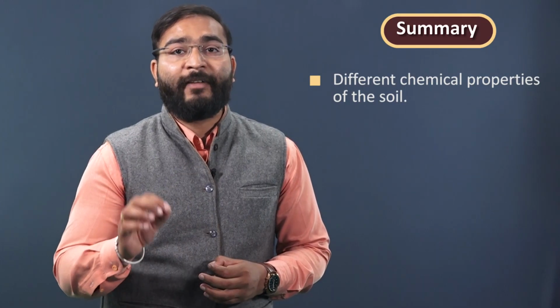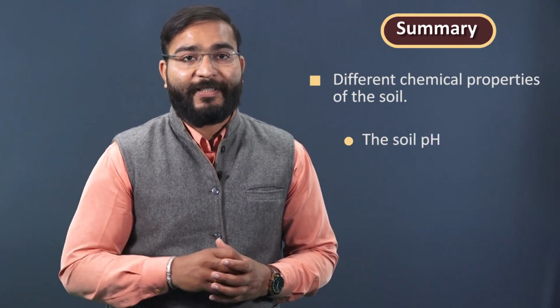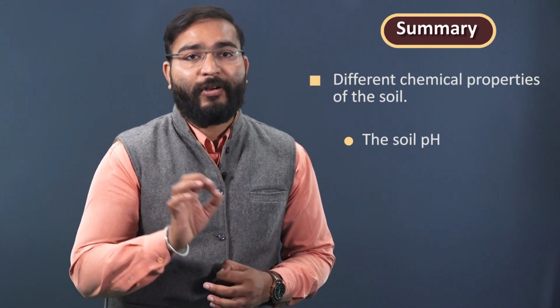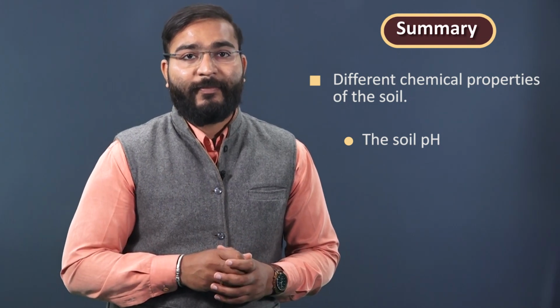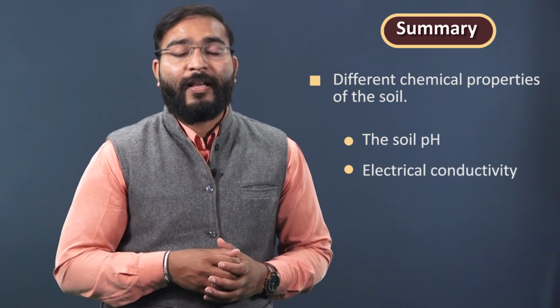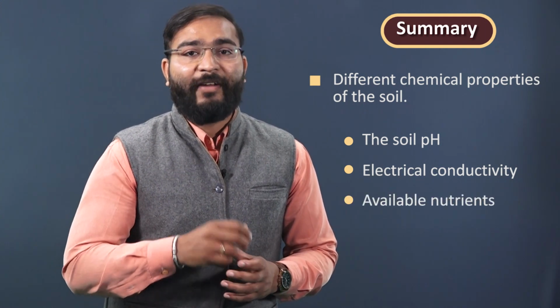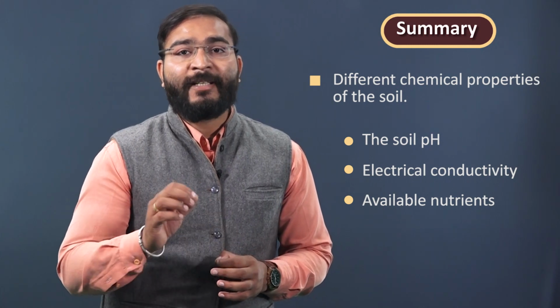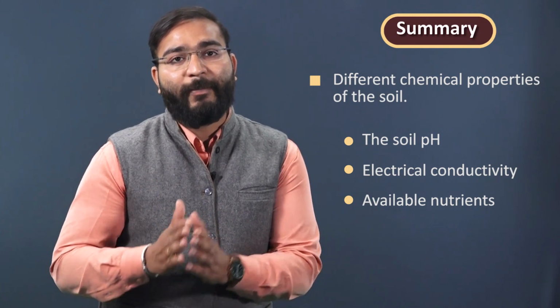So student, let us summarize what we have learned in this lecture. We have learned about the different chemical properties of the soil, which includes the soil pH, which is defined as the negative logarithm of active hydrogen ion concentration, electrical conductivity, which is the measure of the amount of salt present in the soil, and available nutrient. The nutrient elements are present in the soil either as a soluble or as an insoluble form.